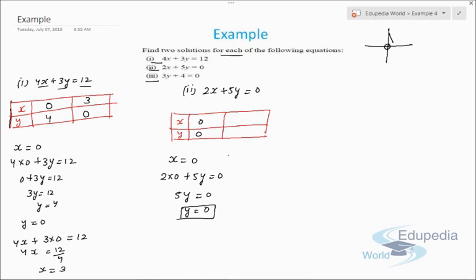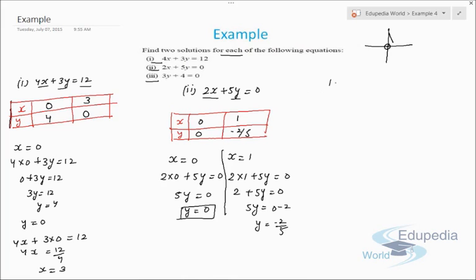Suppose we take x as 1. What we get is 2 into 1 plus 5y equals 0. So 2 plus 5y equals 0, so 5y will be equal to 0 minus 2, so y will be equal to minus 2 by 5. So we can take x as 1 and y as minus 2 by 5. So these are the two solutions of the equation 2x plus 5y equals 0.